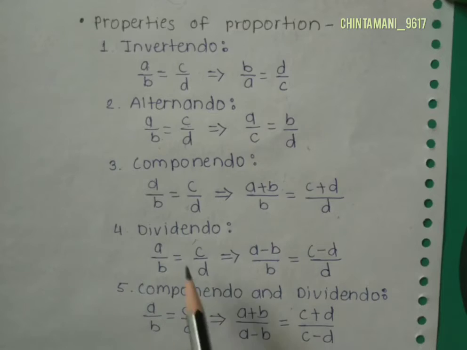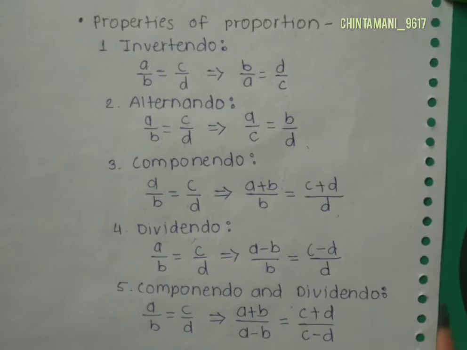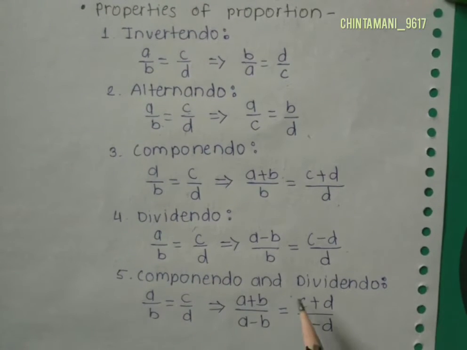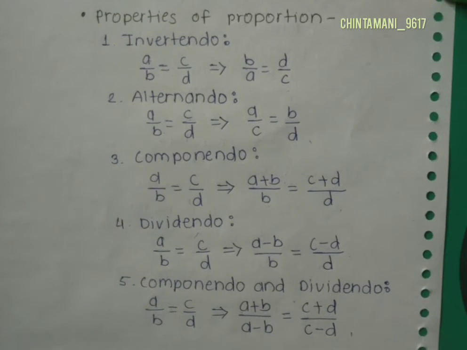Similarly, dividendo. If we are given the ratio a by b is equal to c by d, then that will be a minus b by b is equal to c minus d by d. That will be our dividendo. And the final is componendo and dividendo. If the given ratio is a by b is equal to c by d, then the componendo and dividendo will be a plus b divided by a minus b is equal to c plus d divided by c minus d. These are the 5 properties of the proportion. So now let's take some examples for ratio and proportion.